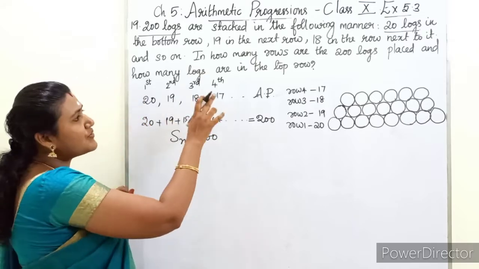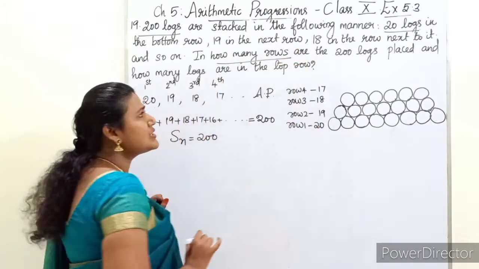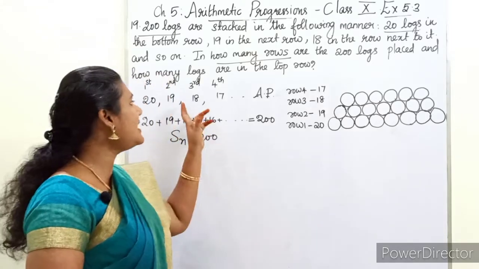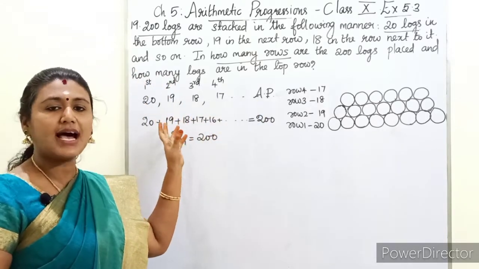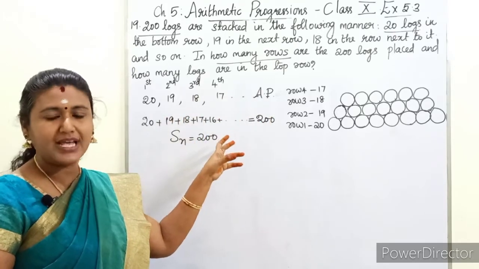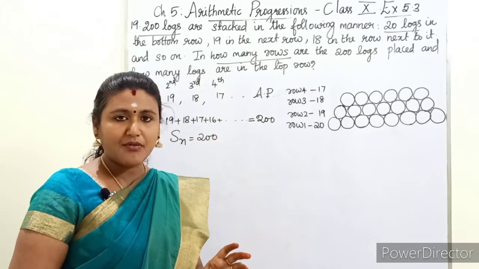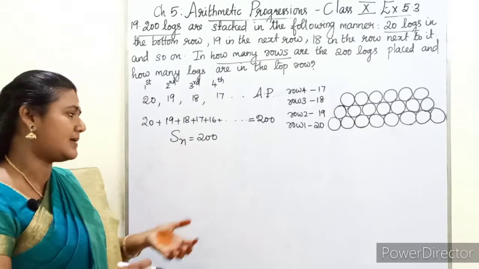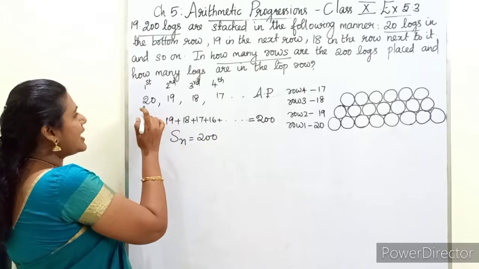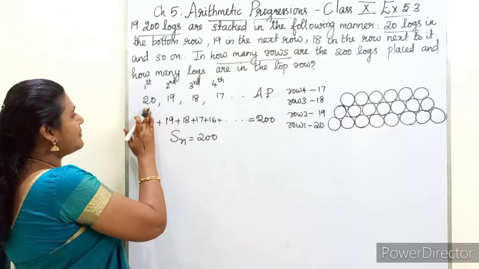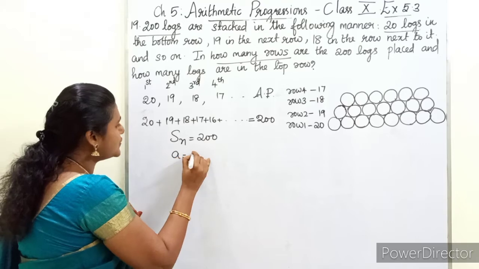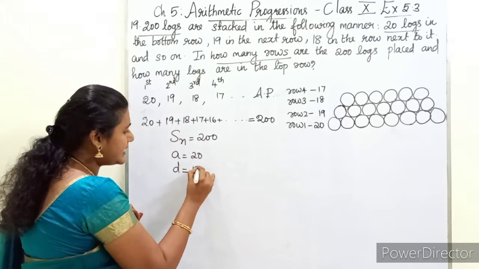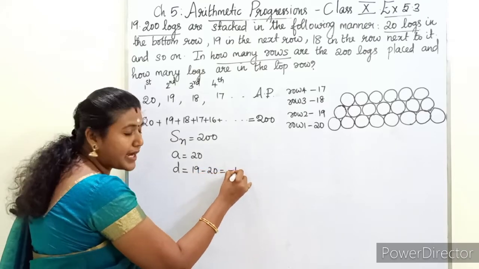From this we have to find the number of rows. Number of rows is nothing but value of n. How many terms are there, and how many rows? Both are the same only. So number of rows and number of terms are the same. So we have to find n value from this equation. So here, what is the value of a? a is equal to first number, that is a is equal to 20, and d is equal to a2 minus a1, 19 minus 20 is equal to minus 1.